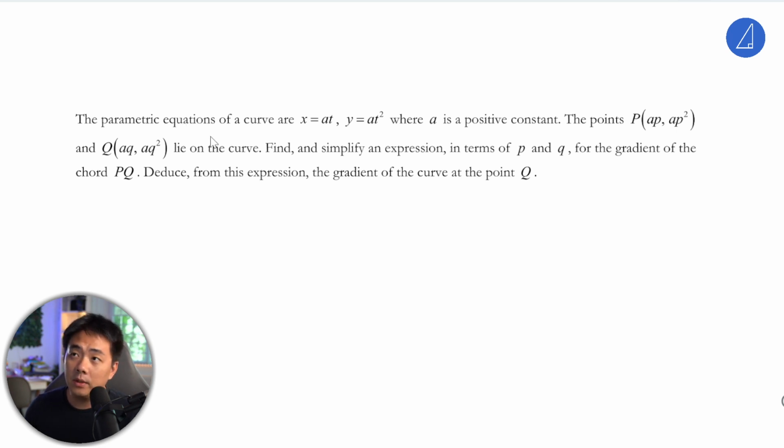The parametric equations of a curve are x equals at and y equals at squared, where a is a positive constant. The points P and Q lie on the curve. Find a simplified expression for the gradient of the chord PQ. I think this is pretty okay.